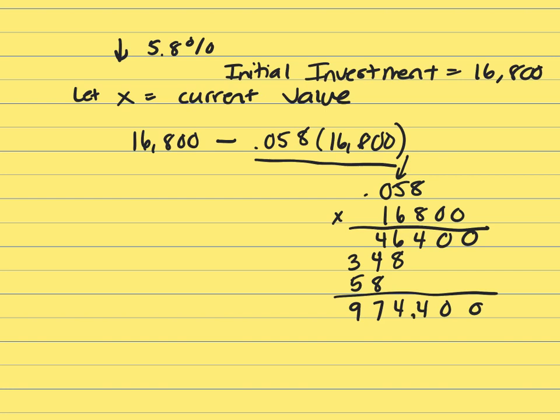So its subtraction amount is 16,800 minus how much it's gone down, which is 974.40. I went on the side of my paper and did that subtraction and got 15,825.60. So there's your answer.